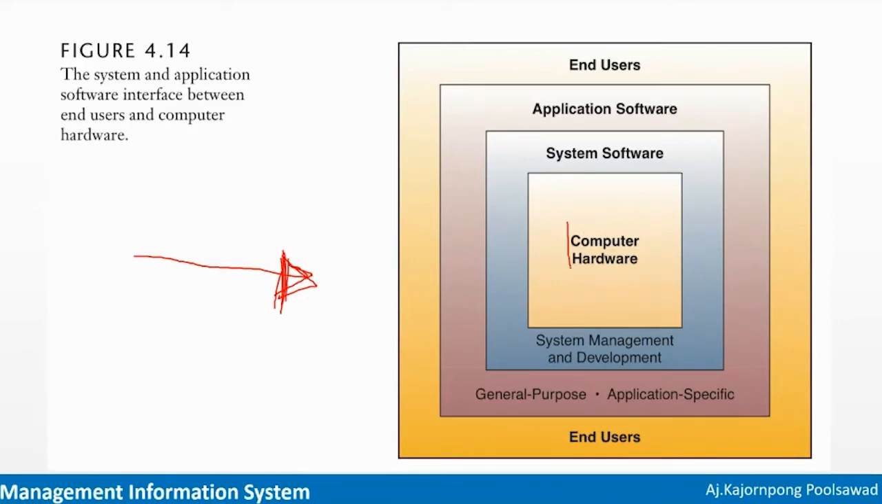Okay, the middle is the computer hardware, and then the system software, and then the application software, and then the end user, like us. So I want you guys to understand why and how the computer hardware needs to communicate with the system software first, and then application software, and then end user. Like I told you before.